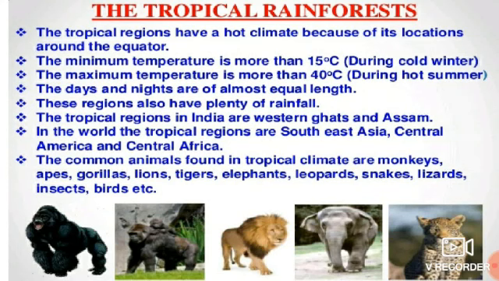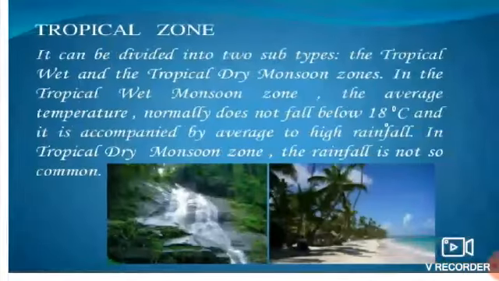These regions also have plenty of rainfall. The tropical regions in India are Western Ghats and Assam. In the world, the tropical regions are Southeast Asia, Central America, and Central Africa. The common animals found in tropical climate are monkeys, apes, gorillas, lions, tigers, elephants, leopards, etc.